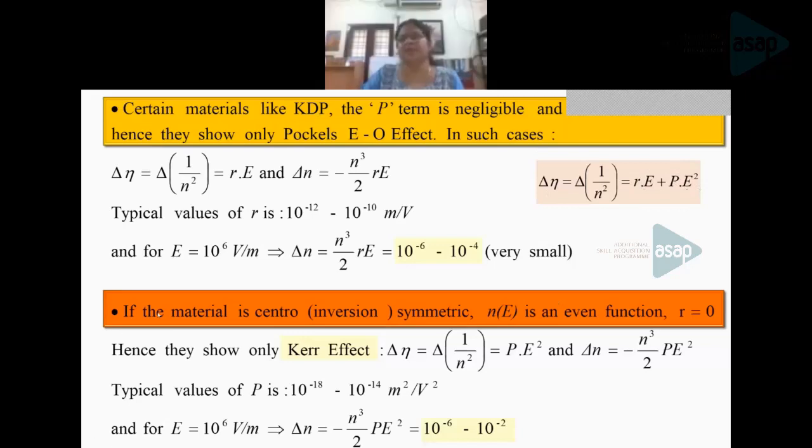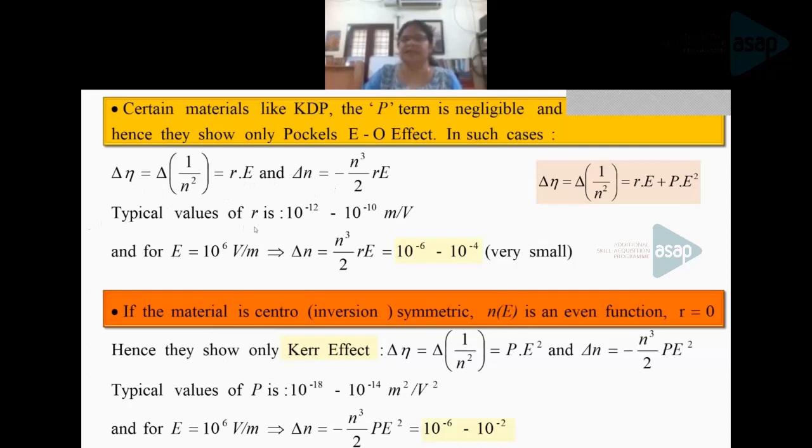And some other materials show centrosymmetric structure. In such cases, the r term is 0 or negligible. That means this term will be 0, so only this term exists. That means materials with centrosymmetric structure show only Kerr effect, not Pockels effect. So this KDP crystal shows only Pockels effect.